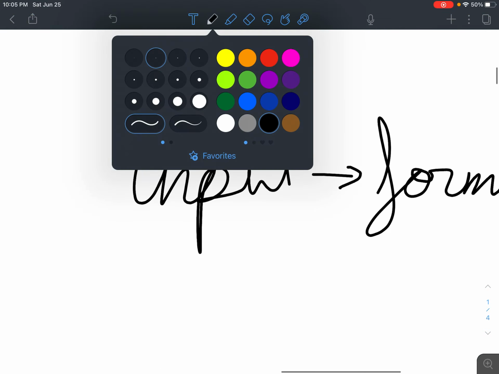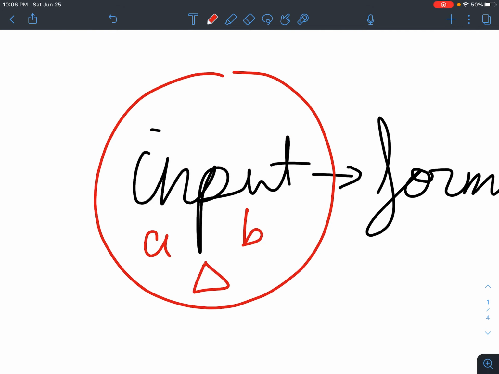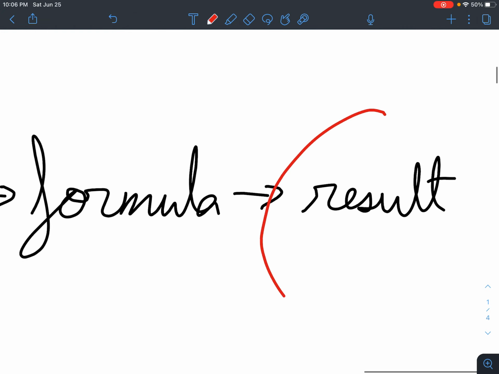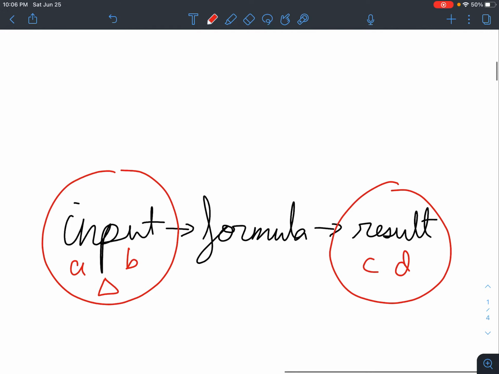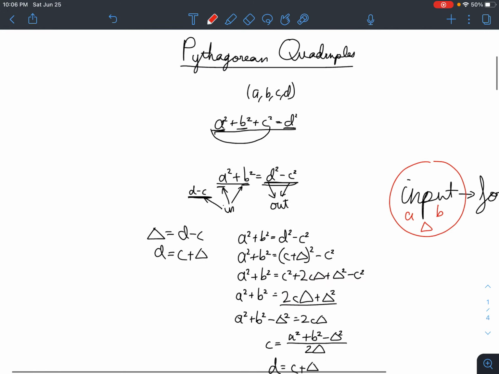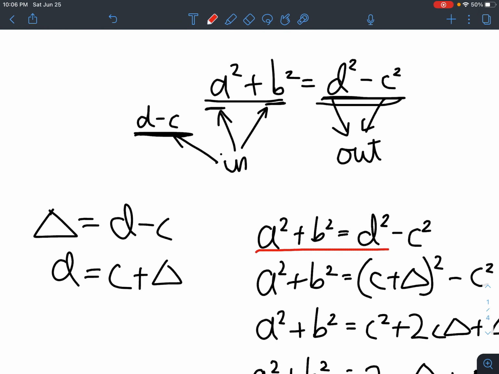So to reiterate, we're going to be having 3 inputs, a, b, and delta, to specify which values c and d we want as our outputs. Okay. So now what? We have one equation, a squared plus b squared equals d squared minus c squared.